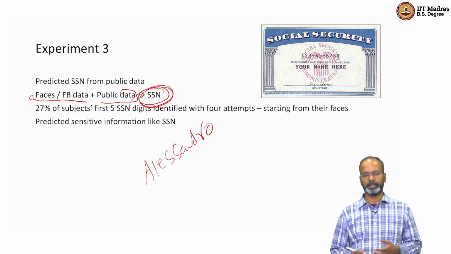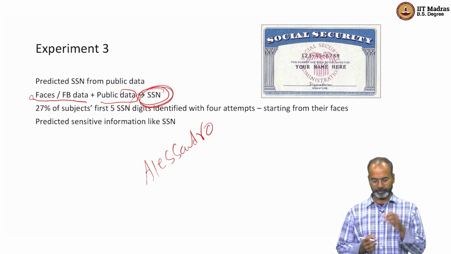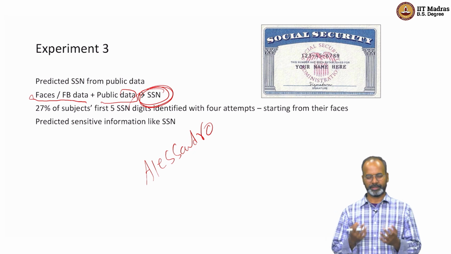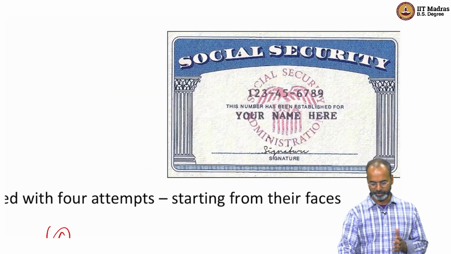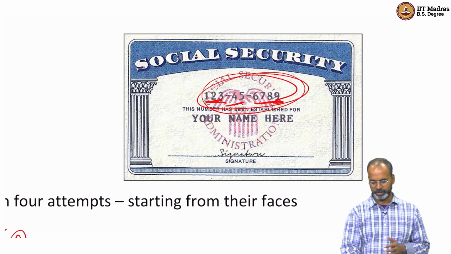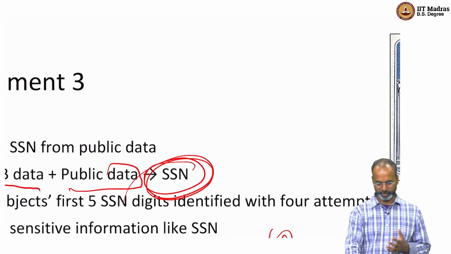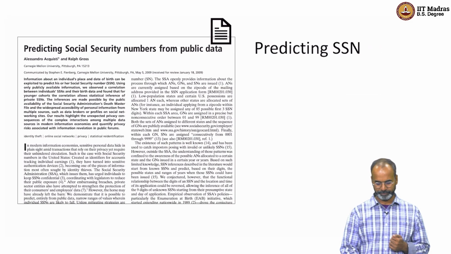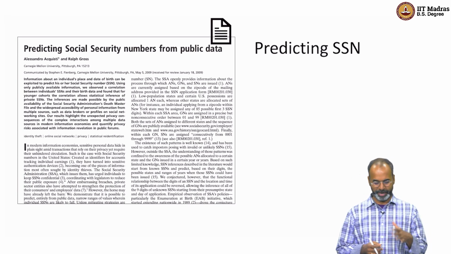There are a lot of TED Talks around this topic that he has given. 27% of the subjects' first 5 digits of SSN were identified within 4 attempts. Some details I'll let you look at in the paper, but the idea is that they were able to re-identify some parts of the social security number. It is 3 + 2 + 4, right? So that's the full paper talking about only this problem of predicting social security numbers from public data.